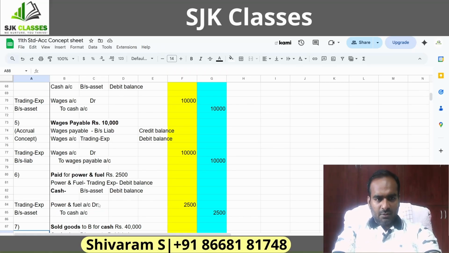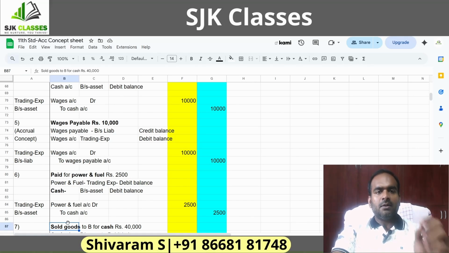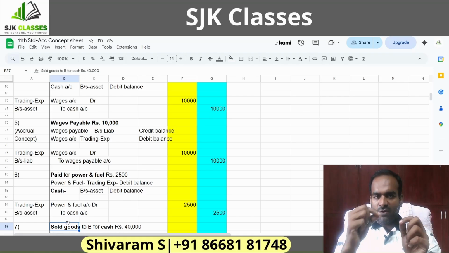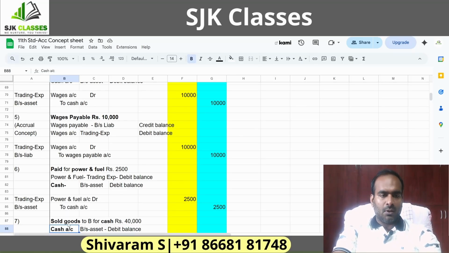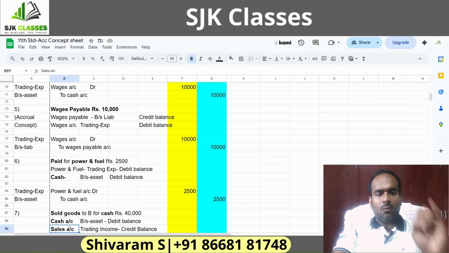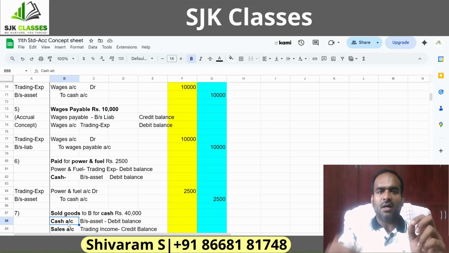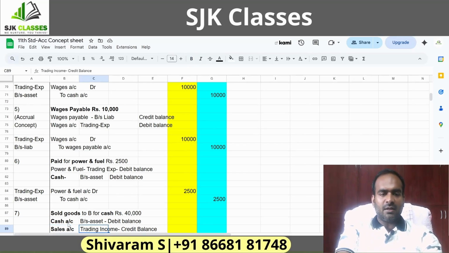Let's go for the next transaction. The transaction is: sold goods to B for cash rupees 40,000. Now in this transaction, what is involved? We are selling the goods to B. So after seeing the words sold goods, I have to bring in which account? Sales account. So the accounts involved are the sales account and the cash account. Cash, what is the nature? Cash is an asset for a business. Asset has debit balance. And what about sales? Sales is an income. When I sell the goods, I make revenue out of it. So sales is an income for the business. Income has a credit balance.